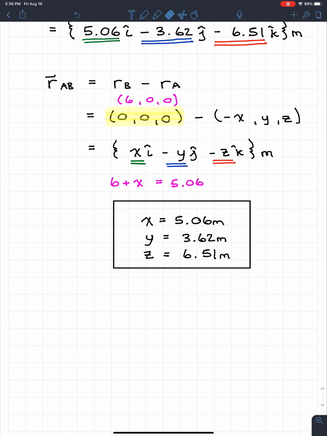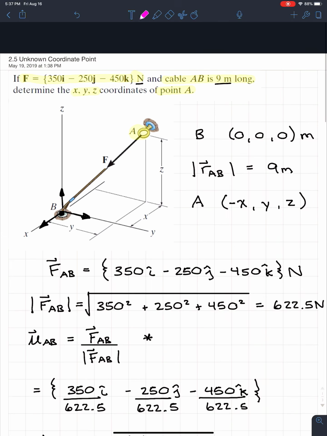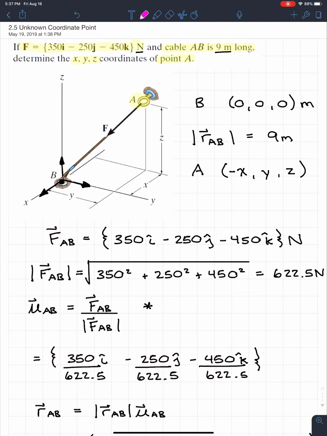So keep in mind that this right here was a special case because the one point was the origin. However, if coordinate B was somewhere else, you would have to account for that. And so that's just my little heads up because that could definitely happen. Actually, let's be honest, it most likely will happen in lab examples. So I just wanted you guys to be aware.